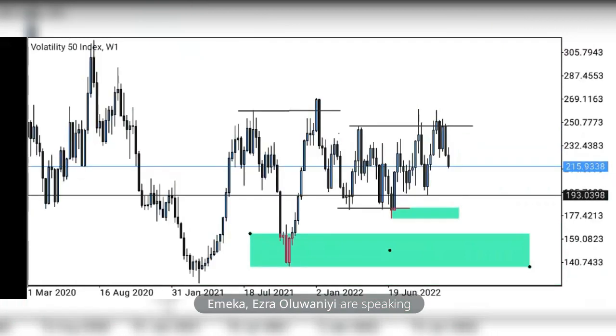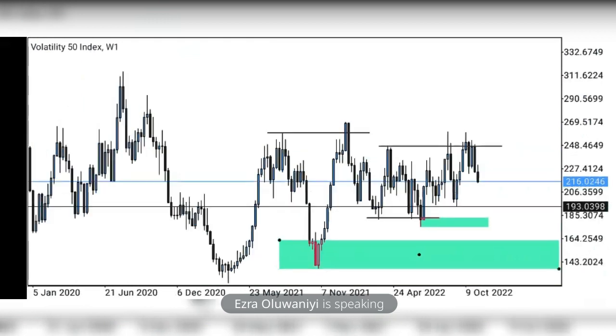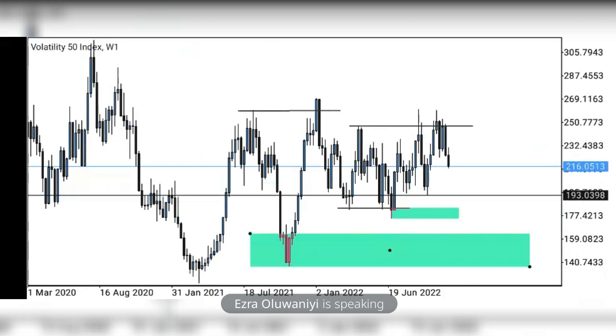If you see confirmation, you can enter. If you don't want to wait for confirmation and you want to enter aggressively, you can put your limit. But make sure you are risking little, and make sure it's not way beyond your risk appetite. If it's within your risk appetite, you can take it. If it's not within your risk appetite, you wait for confirmation before you take it. Is that clear, please? Yes, sir.